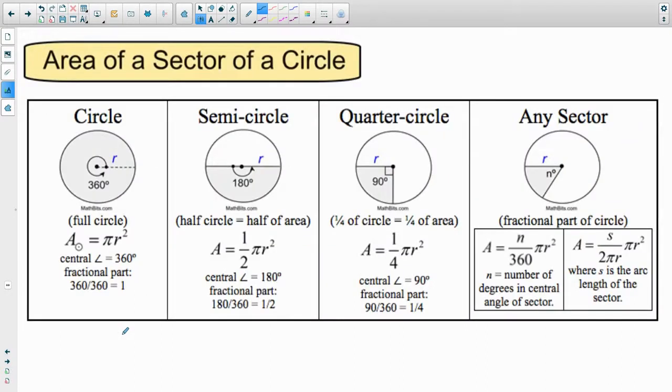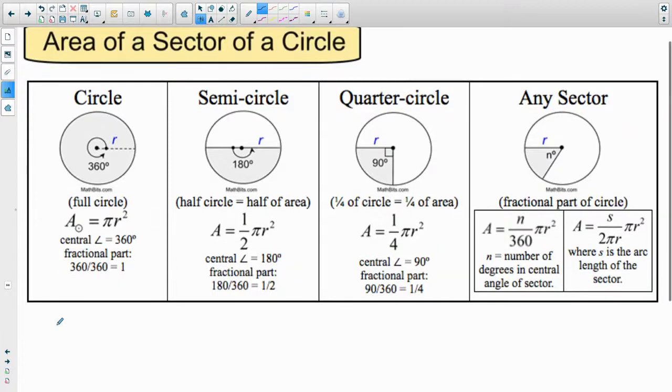Okay, let's look at some very, very basic sectors that exist, and then we'll look at any sector that could exist. Well, let's look at the first one. The area of a sector of an entire circle. Well, we already know that, right? An entire circle is an entire circle. The area of a circle is pi r squared. We all know that's our general formula for an entire circle, pi r squared.